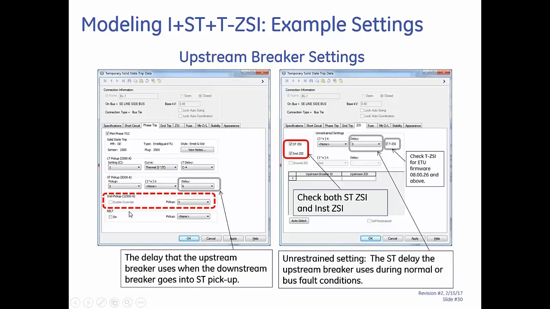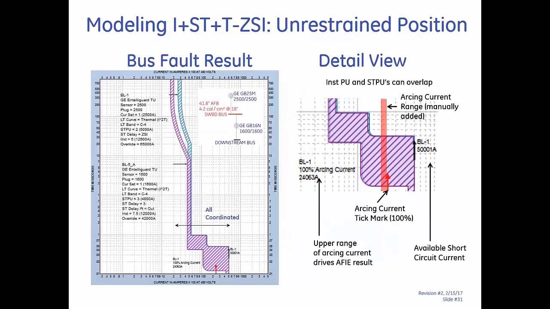And the other thing that I can change now is, you see back over on the left-hand side, I'm going to be able to change this pickup on the instantaneous setting to something much lower. It was 30,000. I'm now going to be able to set it to 12,500 because the overlap will not give me a coordination penalty. It will be coordinated. All right, so here's what the time current curve looks like with using I, short time, and T-ZSI.